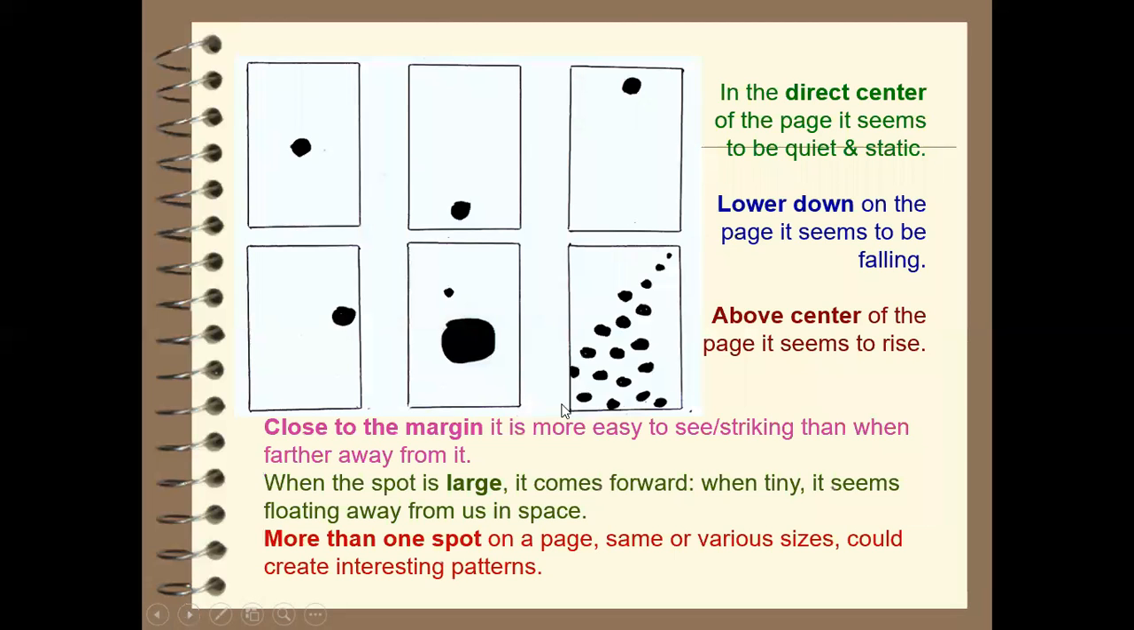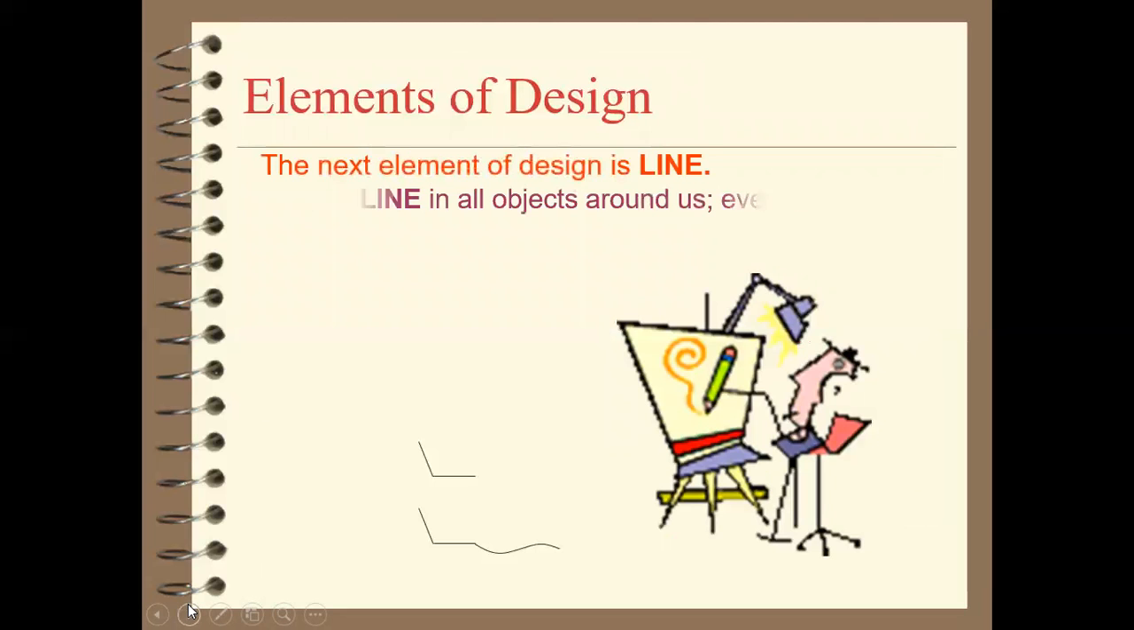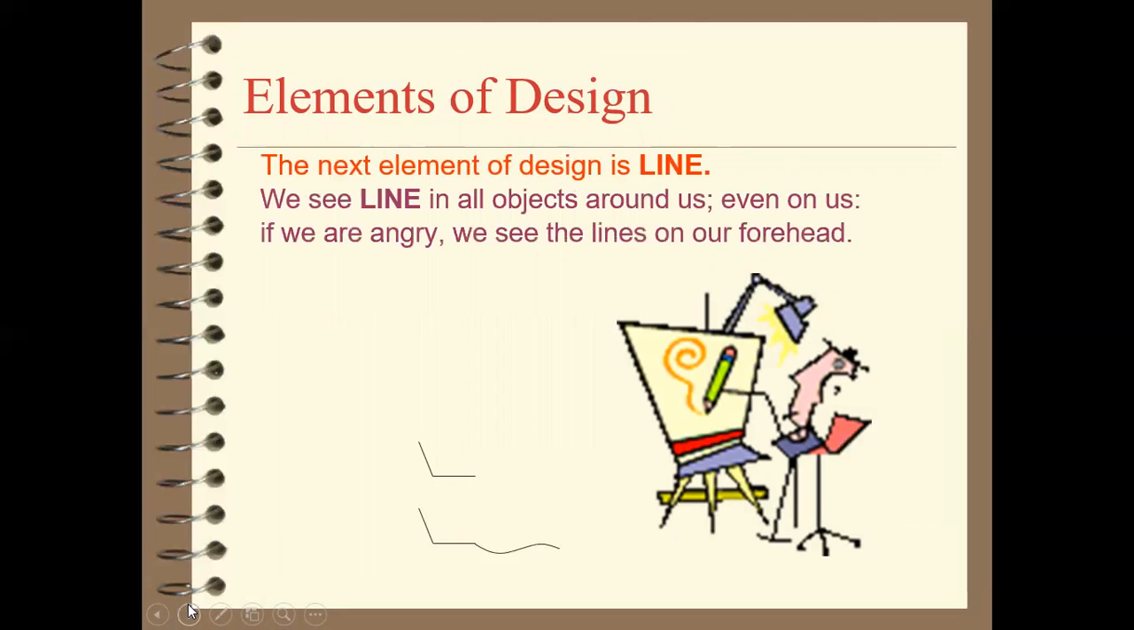So this is what I said earlier: the mind interprets each position of the spot on the paper differently from each other. Okay. So we now have the second element of design, and the next element of design is line.